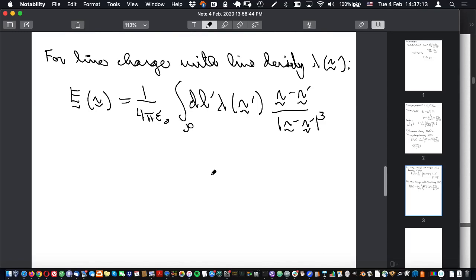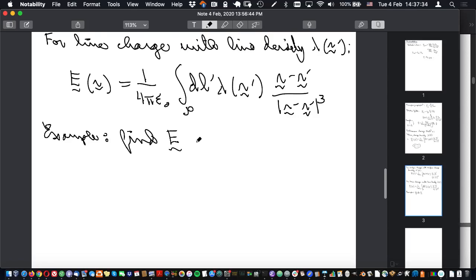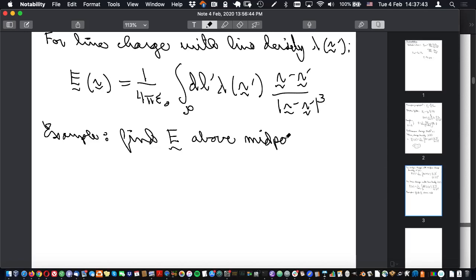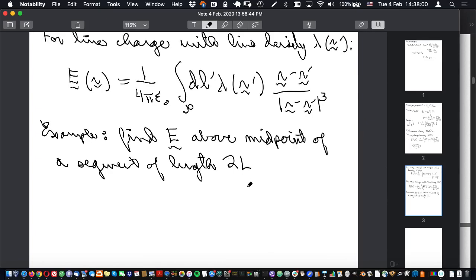Yeah? Okay. So, one example. Let's do a quick example. Find E above the midpoint of a segment of length 2L with line charge density lambda.